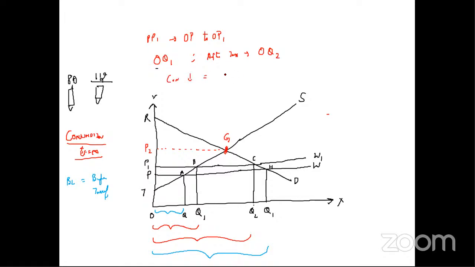Now, by how much was the consumption reduced? The consumption reduced by Q1, Q2. This much the consumption has decreased. Now let us see consumer surplus and producer surplus.